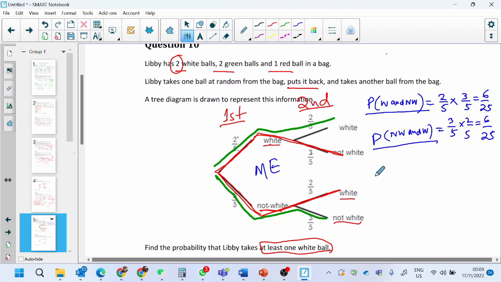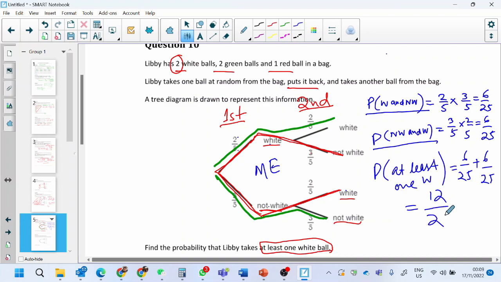So we will add. Probability of at least one white is equal to 6 over 25 plus 6 over 25, and that will give us 12 over 25. So this should be our answer for this.